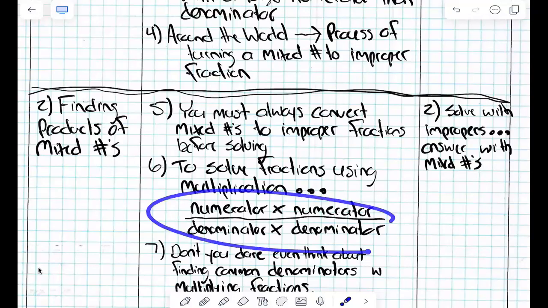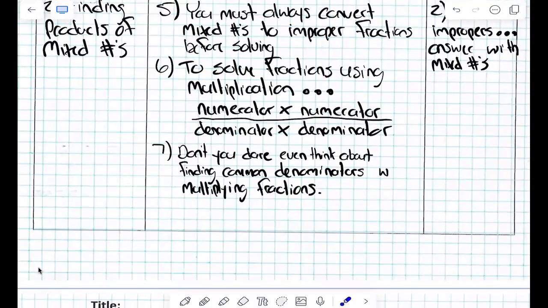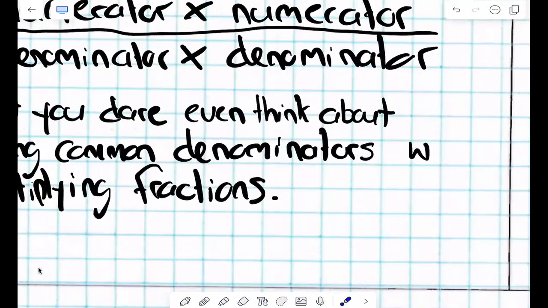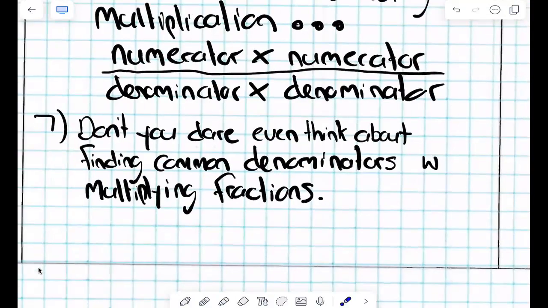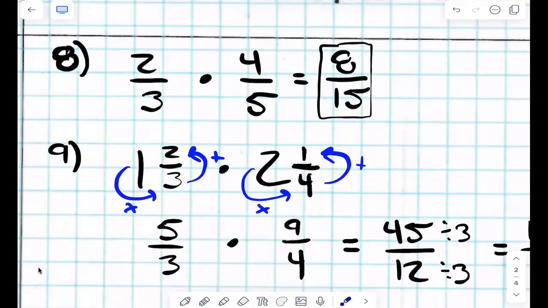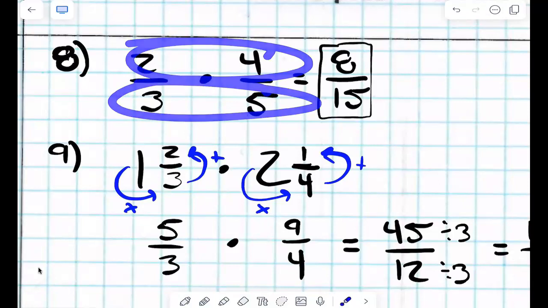How do you multiply fractions? Go. Numerator times numerator, denominator times denominator. And as your teacher, I'm going to say, don't you dare even think about finding common denominators with multiplying fractions. Do not ever think about finding common denominators when multiplying fractions. So look at number 8. Numerator times numerator, denominator times denominator, done, right?